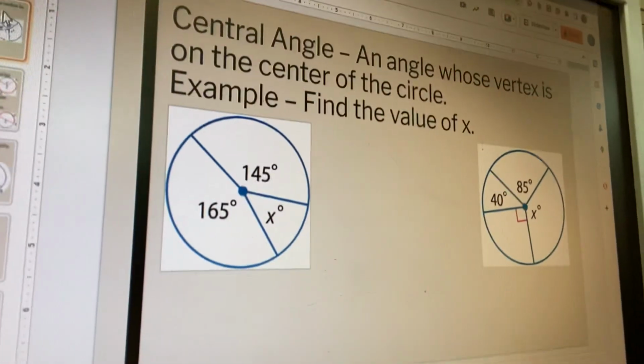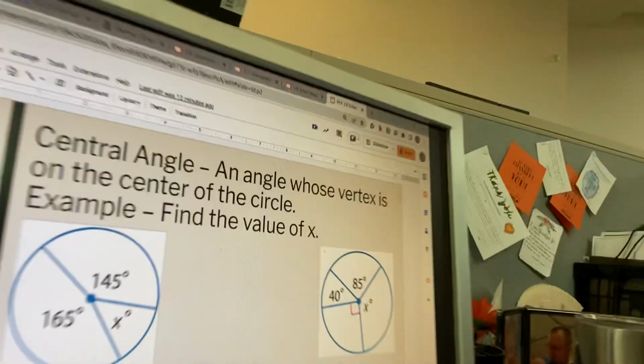So, starting off on slide 2, a central angle, and you need to write this one down in your notes. A central angle is an angle whose vertex is on the center of the circle. So you can see we've got a couple of illustrations here, or hopefully you're looking at the notes at the same time. All the way around the circle is 360. So if we're adding these together, 165 and 145 over here on the left would be 310. So this X here has to be 50.